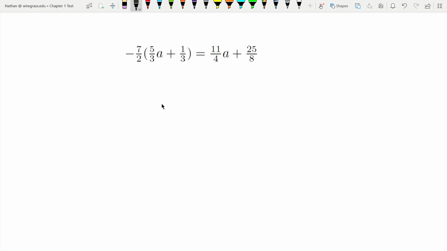To solve this equation, I need to get rid of the parentheses. So I'm going to distribute this fraction into there. Negative 7 halves times 5 thirds is going to be negative 35 over 6a.